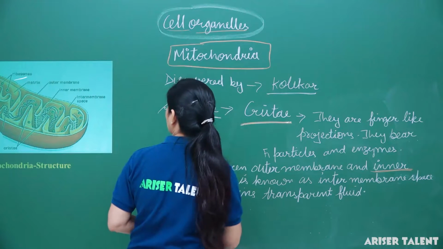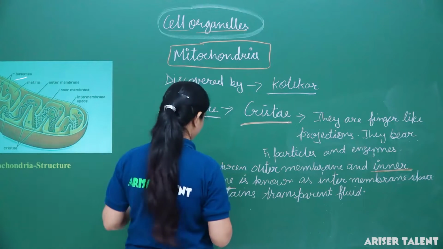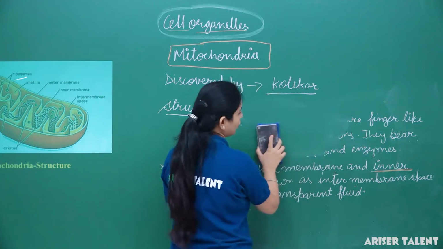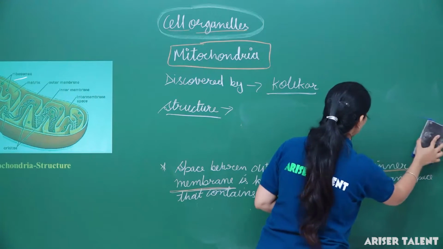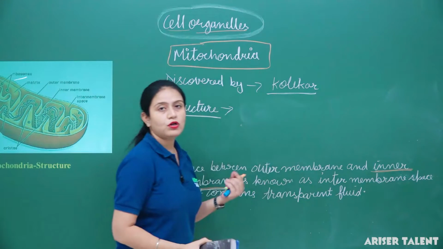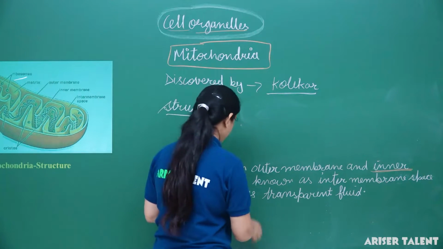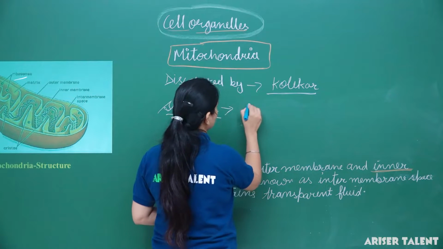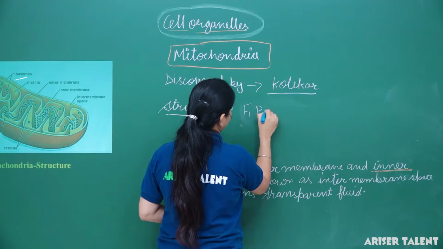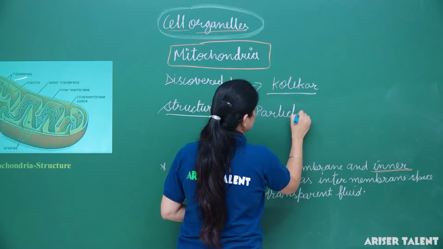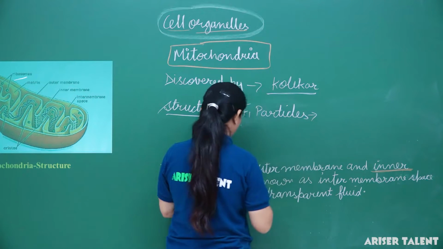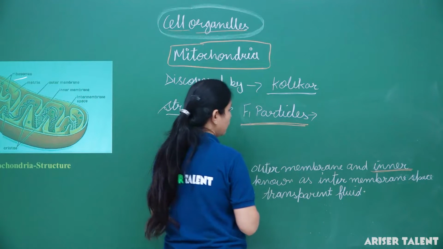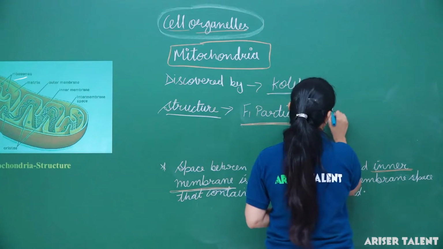Now next we will talk about matrix, or first of all we will talk about F1 particles. As I told you, cristae bear small particles, they are known as F1 particles. So here we will talk about F1 particles or oxysomes. What are F1 particles? Generally they are also known as oxysomes.